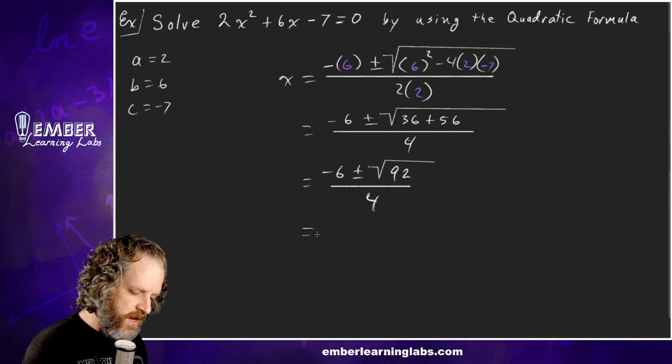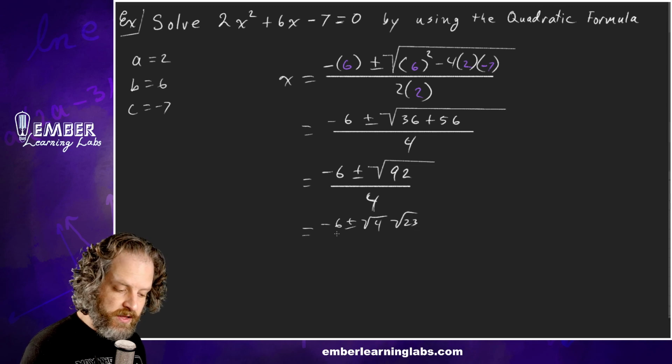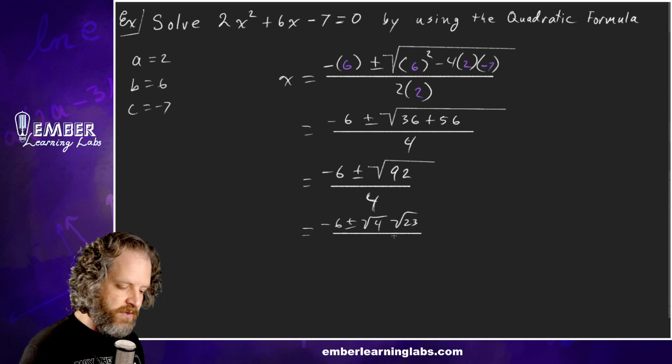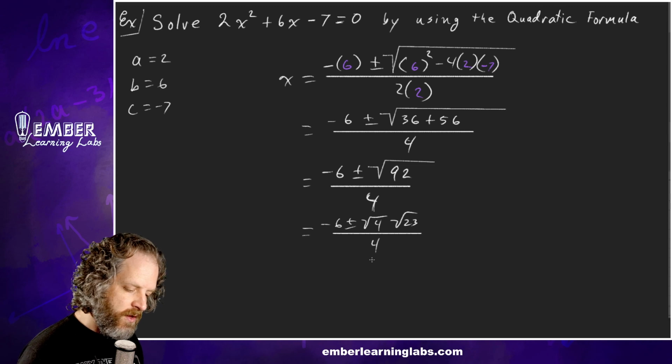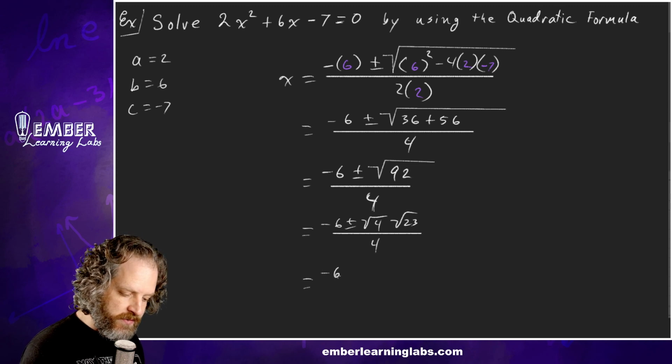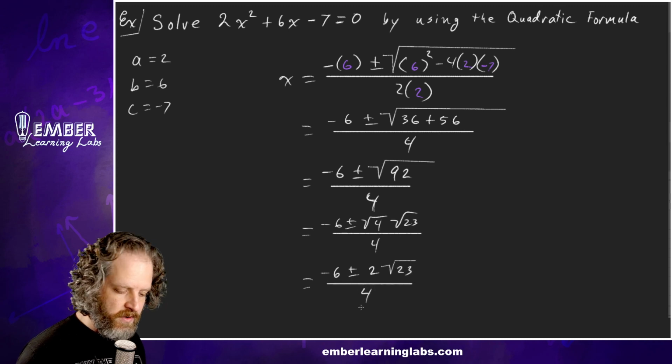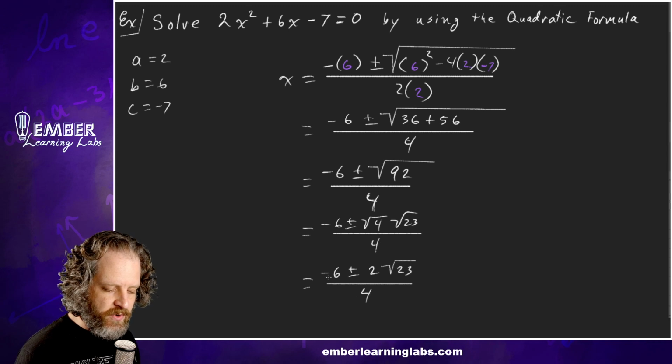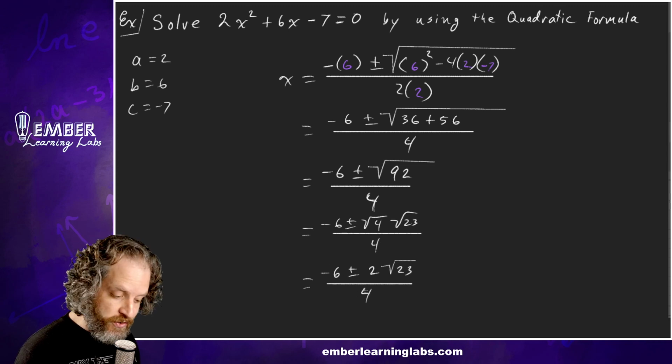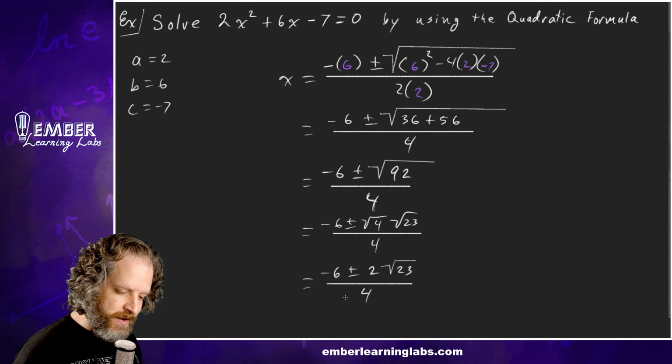23. X equals negative 6 plus or minus the square root of 4 times the square root of 23. 23 is prime, so it's not going to reduce any further, over 4. So then this would equal negative 6 plus or minus 2, because the square root of 4 is 2, times the square root of 23. Now we're not quite done, because every single one of these is divisible by 2. So we can reduce them all by 2.